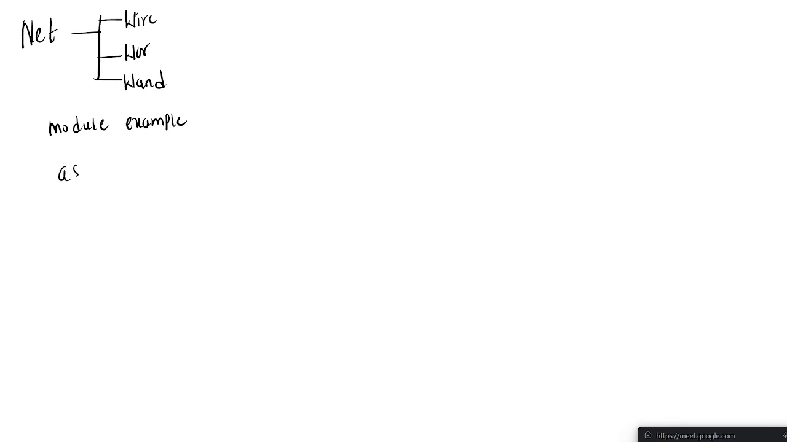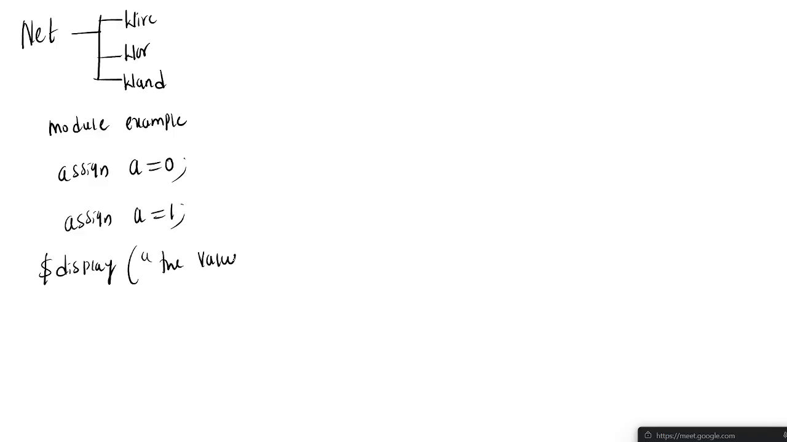I'm using assign a equal to 0 and assign a equal to 1, and I want to display. I'm using the system task $display: the value of a is %d, comma a. Here %d is nothing but a format specifier.